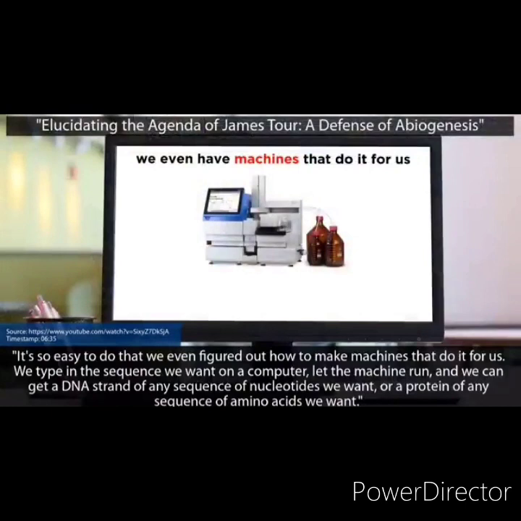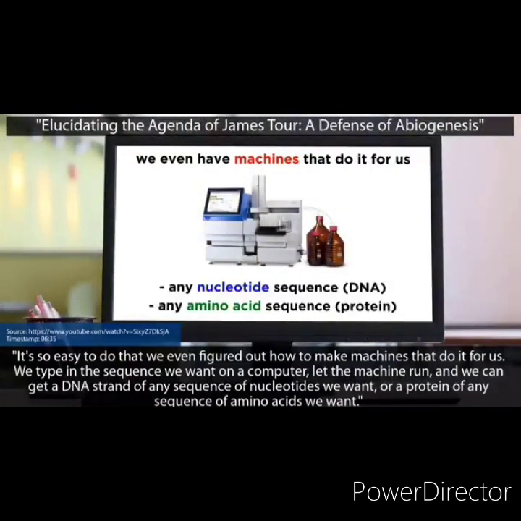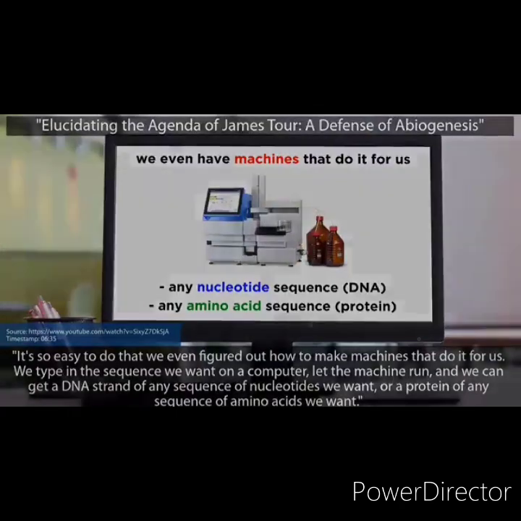It's so easy to do that we even figured out how to make machines that do it for us. We type in the sequence we want on a computer, let the machine run, and we can get a DNA strand of any sequence of nucleotides we want, or a protein of any sequence of amino acids we want. Yeah, sounds so easy. Shocker.